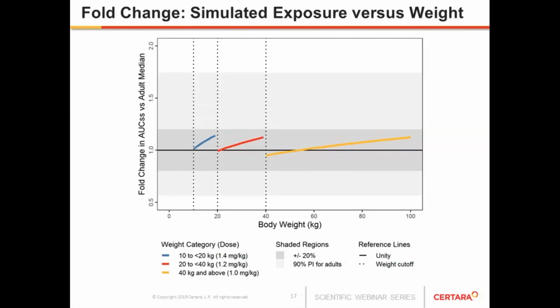Another way of presenting the results, instead of presenting the continuous values of the exposure, is to present the fold change in exposure versus adult median. This could sometimes be easier to interpret, but this is exactly the same data where we see the fold change, and it's all within 20%, so 1.2 to 0.8 of adult data.